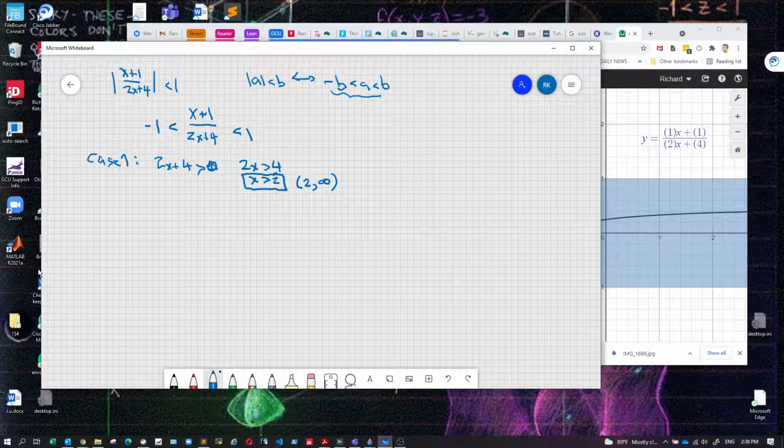So this is greater than 0, so I can multiply through by 2x plus 4, and these stay the same direction. So I end up with minus 2x plus 4.